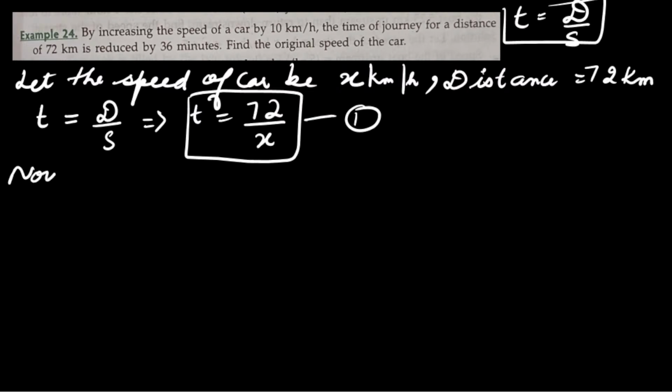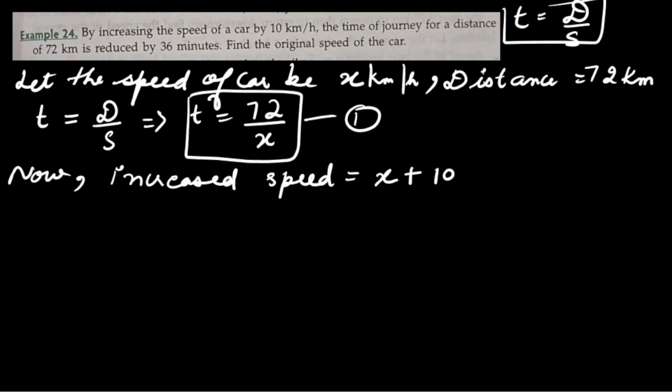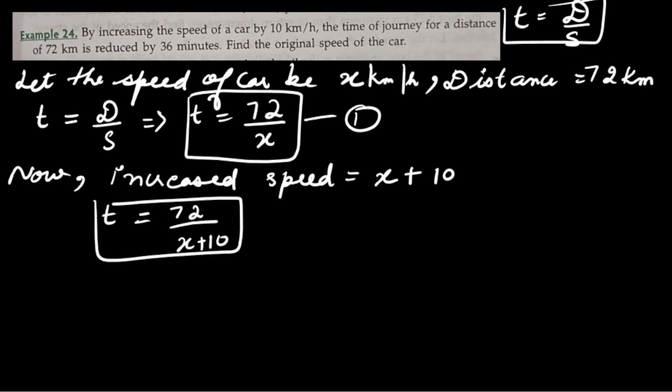Now the speed is increased. What is the speed now? Speed is increased by 10, so if initially it was x, now it is x plus 10. Now what will be the time? Distance is the same, again 72. So the time formula: time is equal to distance by speed. So this will become 72 divided by x plus 10. So this is the new time.